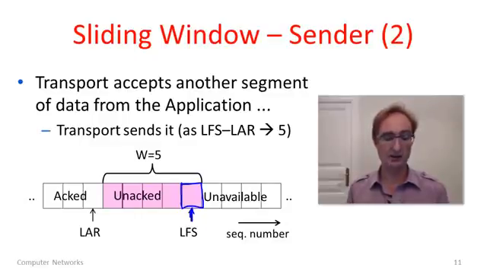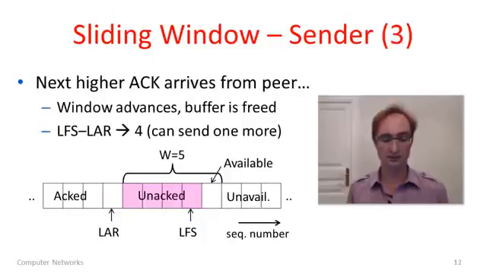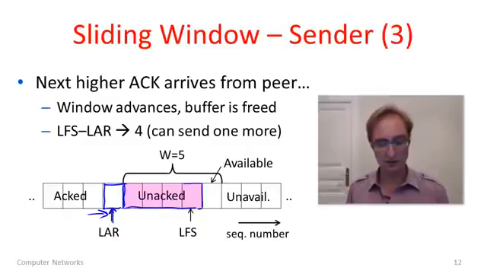At this stage, we can't send any new segments into the network until some of the old segments which are in the network are acknowledged. Here's something else that can happen. We can receive the next higher acknowledgement. Now, you might have noticed that LAR has moved along. We actually received an acknowledgement for this segment here. So LAR now points here. I've not colored that pink anymore because we can free that buffer and throw it away. So in fact, now we only have these 4 segments outstanding in the network.